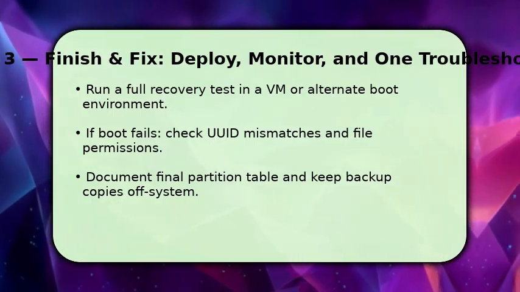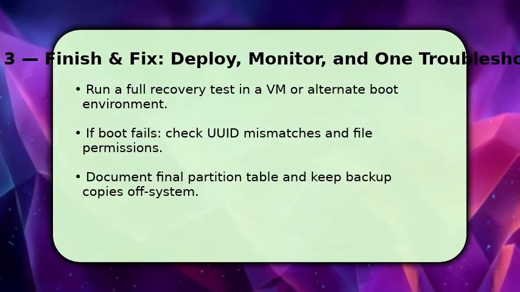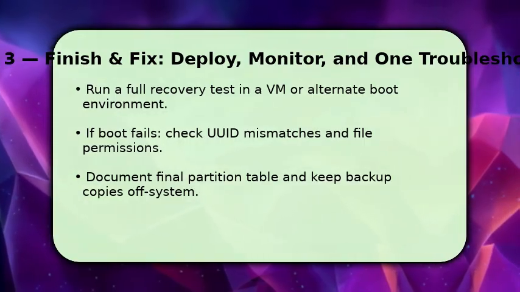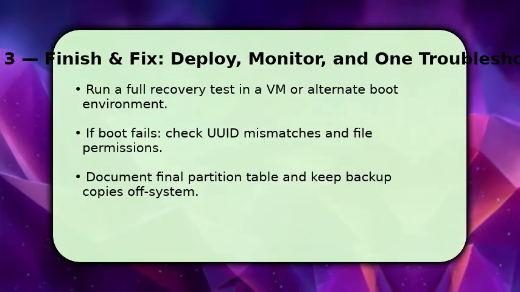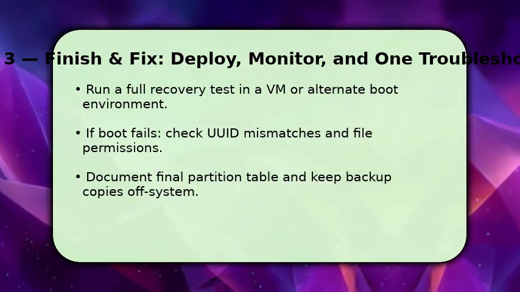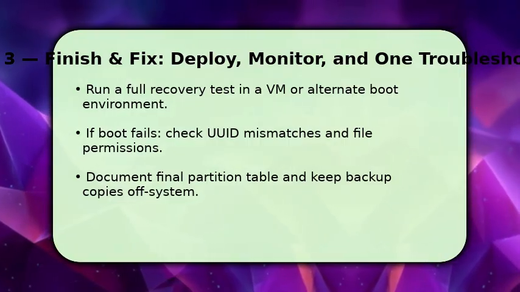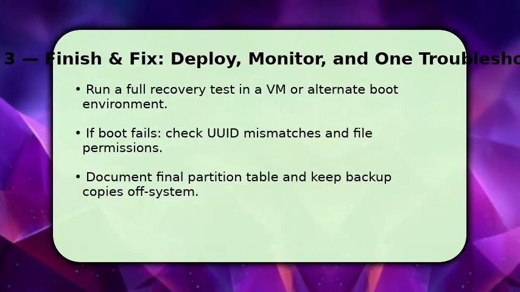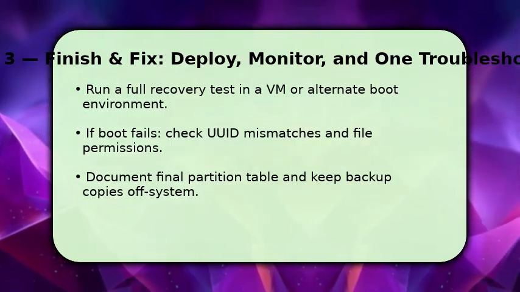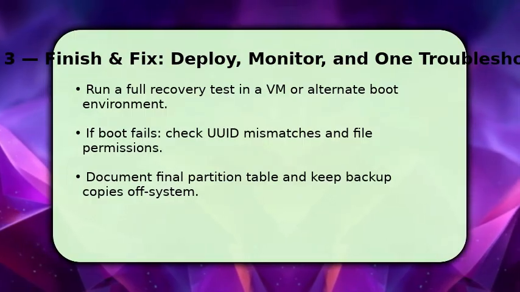If something goes wrong, first check for UUID mismatches, incorrect boot entries, or broken permissions. Those are the common culprits. If the system still fails, swap back to your original image and rerun the copy with preserved attributes. Finally, document the new partition table and keep at least one verified backup off system.